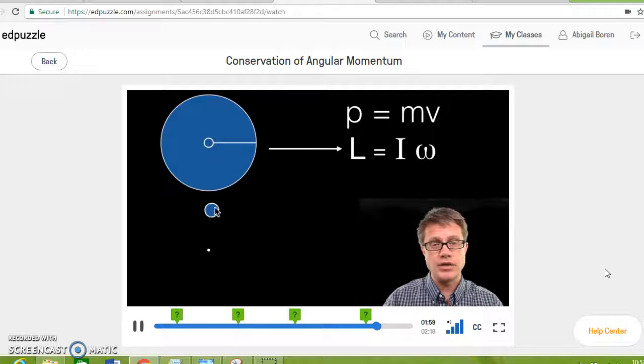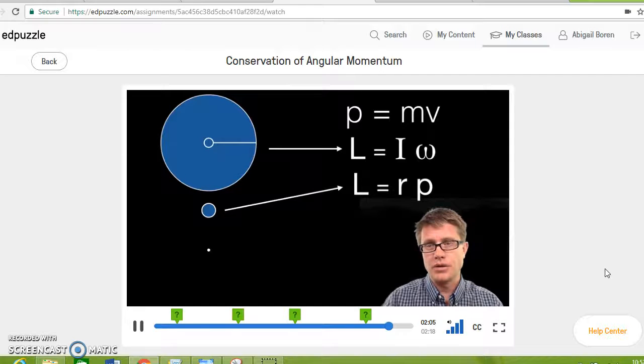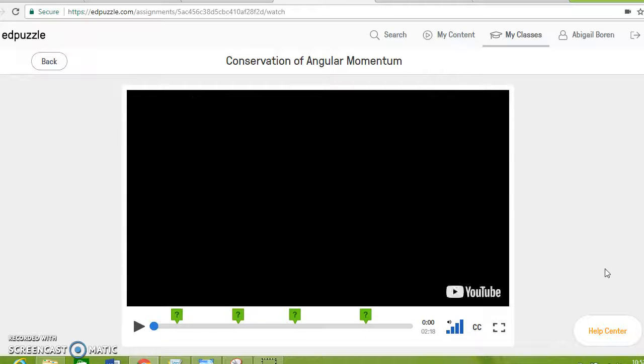Let's say we have a point object like this in rotation. Then we're going to use a different equation. Now L equals rp, where r equals the radius, the distance from the center, and then p is the linear momentum. It's the linear momentum we were talking about just a second ago. So that's going to be a product of the mass times the velocity. All right, so that is the end of our video.